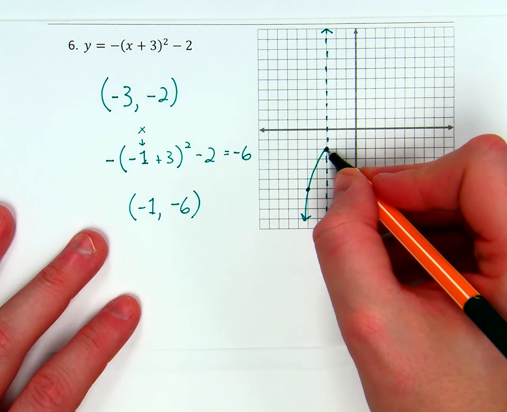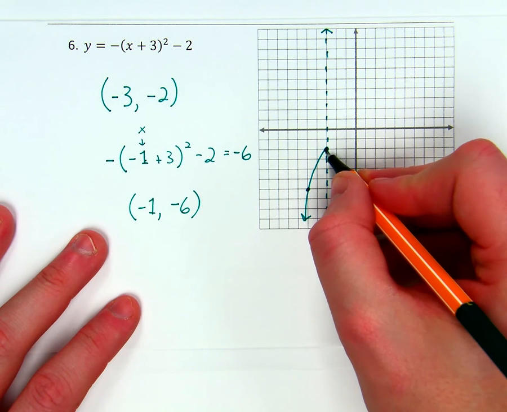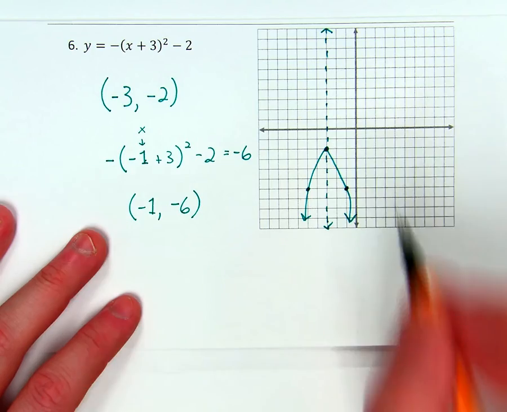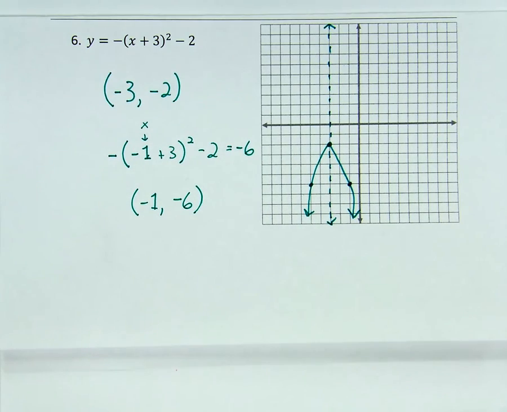This quadratic has a maximum value of -2 because -2 is the highest point that this quadratic ever reaches on the graph.